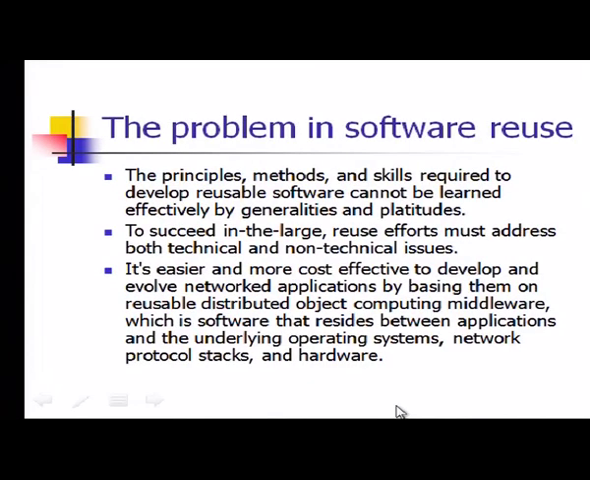The problem in software reuse: the principles, methods and skills required to develop reusable software cannot be learnt effectively by generalities and platitudes. To succeed in the large, reuse efforts must address both technical and non-technical issues. It is easier and most cost effective to develop and evolve networked applications by basing them on reusable distributed object computing middleware, which is software that resides between applications and underlying operating systems, network protocol stacks and hardware.